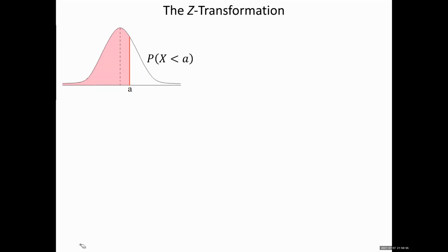What we did before the break would have been probability Z less than A, since we're doing the left of A. But if it's not the standard normal distribution, if it's just any old normal distribution, we're going to use the letter X. That's the notation for that area there.